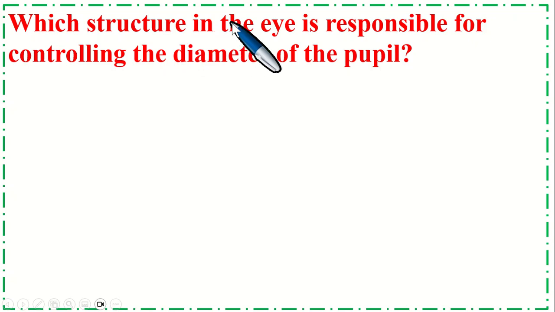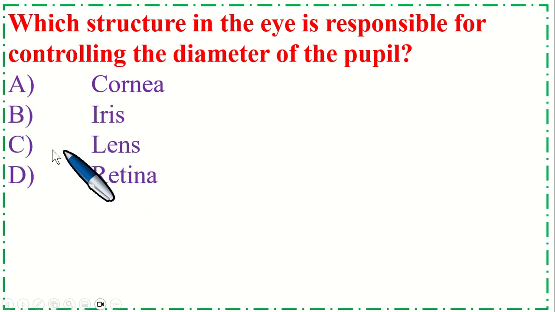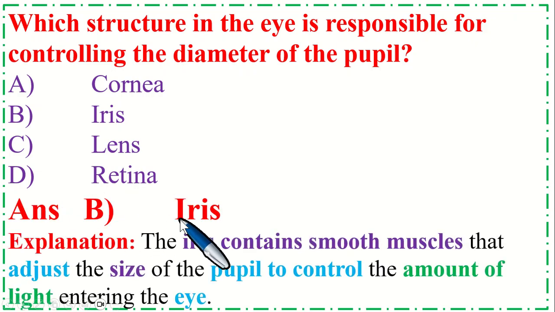Which structure in the eye is responsible for controlling the diameter of the pupil? Option A, cornea; B, iris; C, lens; and option D, retina. So the correct option is B, iris. Explanation: the iris contains smooth muscles that adjust the size of the pupil to control the amount of light entering into the eye.